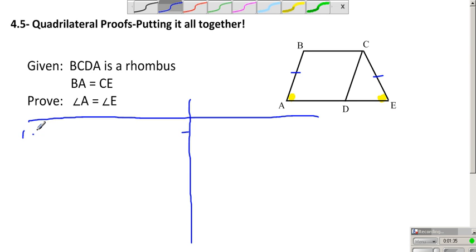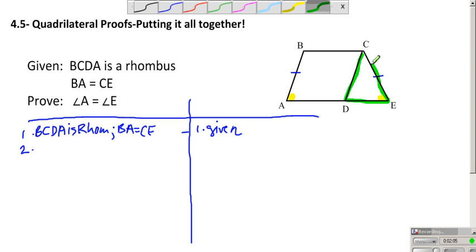And we're going to start with BCDA is a rhombus, and BA equals CE. And that's our given. Now, I've marked my picture. That is a super important step. Now, in looking at this picture, this guy out here has an intriguing look to me. I think I can get somewhere with that.